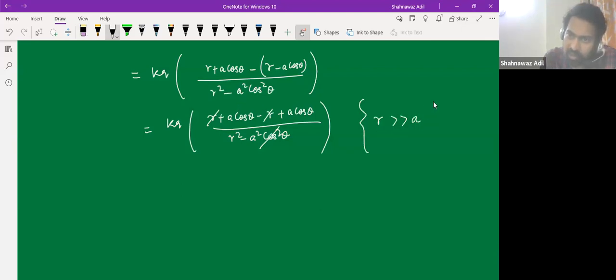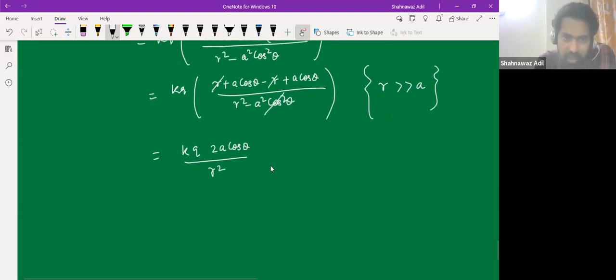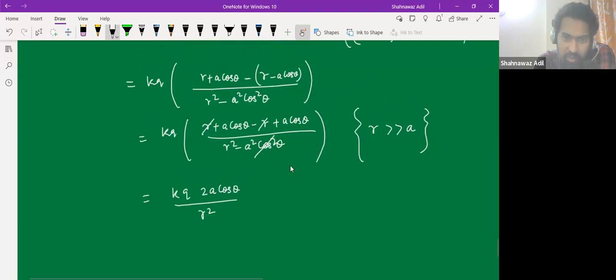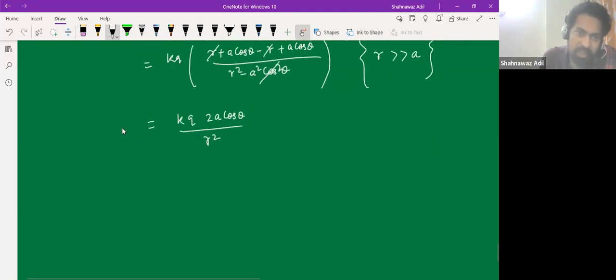R is... So this is how much? KQ, A cos theta is 2A cos theta divided by... what did we do wrong in this? This is R square. How are we getting R square? Yeah, this is correct. Right, so A and yeah, that is correct. Okay, so this is right. This is the potential.